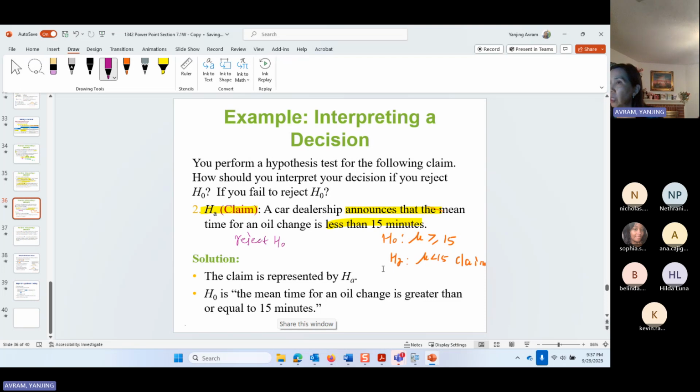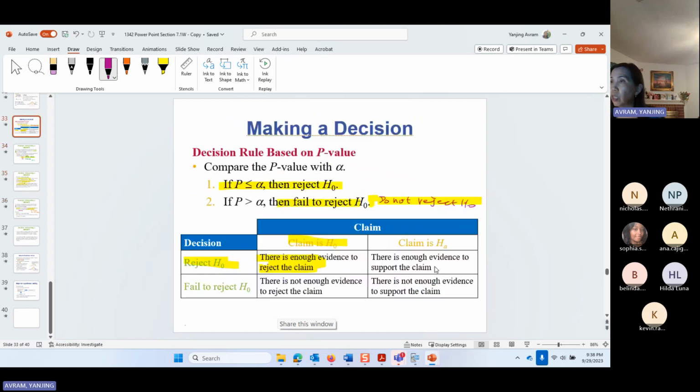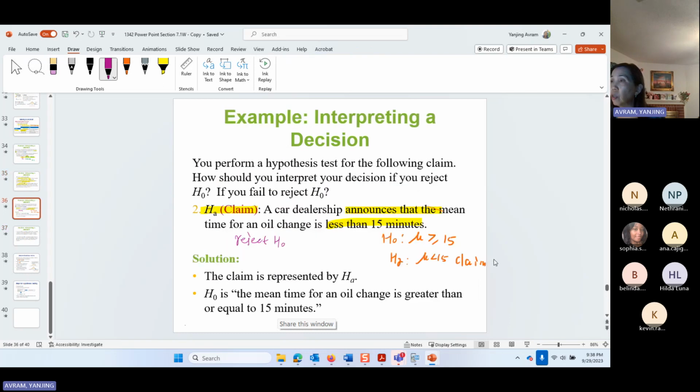So what does it mean that the alternative one is correct? So that means you have enough evidence to support this claim that the car dealer's oil change is indeed less than 15 minutes because you reject the null. Okay, if you reject the null, that means the alternative one is the correct one. So that means you have enough evidence to support this claim, right? So if you go to the table, you reject the null, so that's right here, and your claim here is in the alternative one. So now look at this conclusion. You have enough evidence to support the claim. All right, so that is how you do this type of thing.